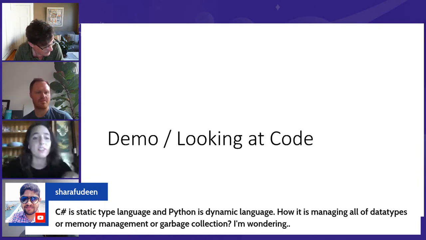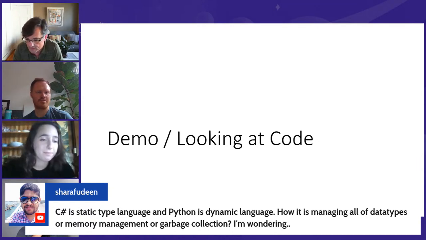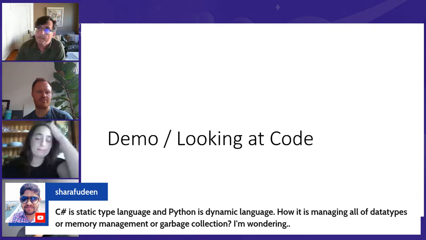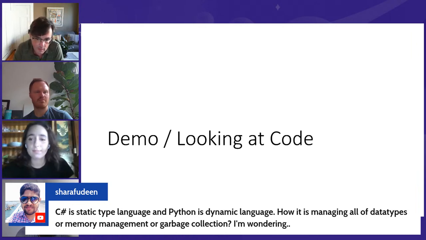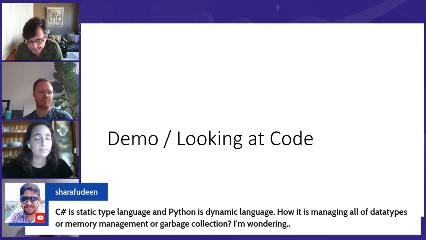Sheriff Houdin asked, C# is a static type language and Python is a dynamic language. How is it managing all of the data types and memory management or garbage collection? Yeah, that's a great question. So underneath the covers is C++, which is just as static as C#.